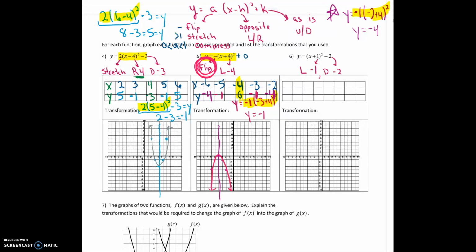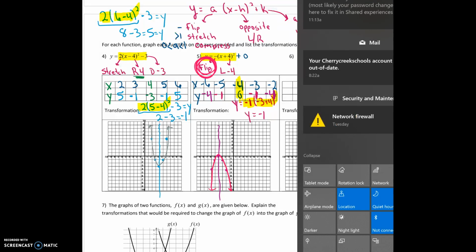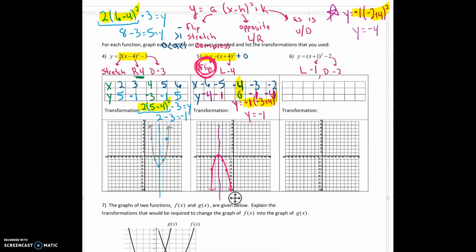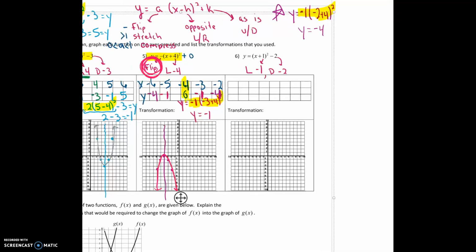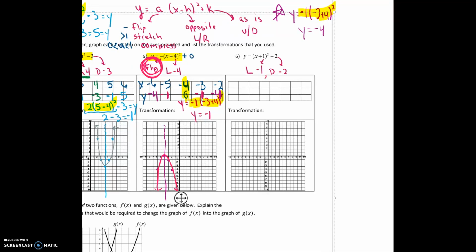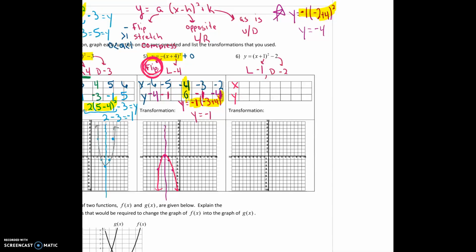All right, last one to graph. I'm going to scoot this over a little bit. All right, so the last one to graph, I'm going to take my vertex. And the vertex is the opposite. So again, for x and for y, I'm going to use -1 and -2. And then I'm going to pick numbers bigger. So I'll do 0 and 1. And then I'll pick smaller, so -2 and -3.